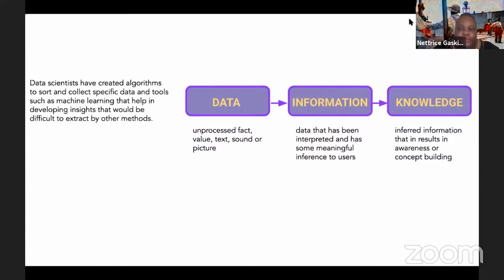So there's three main areas to think about in this process. There's the data, which is unprocessed fact, values, text, sound, or picture. There's the information, the data that's been interpreted and has some meaningful inference to users. And then knowledge, which is inferred information that results in awareness or concept building.